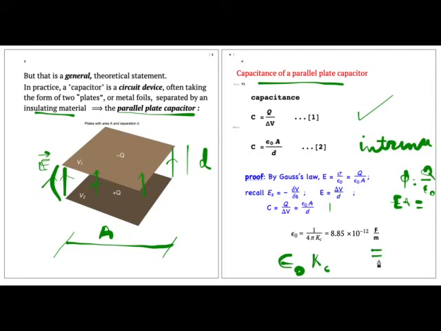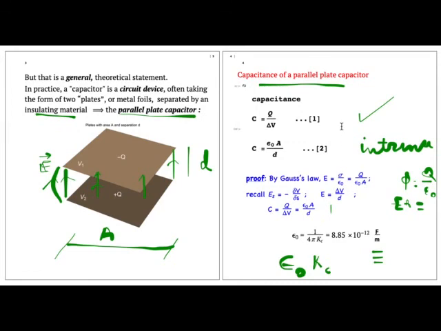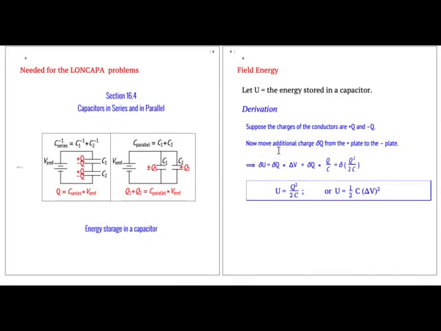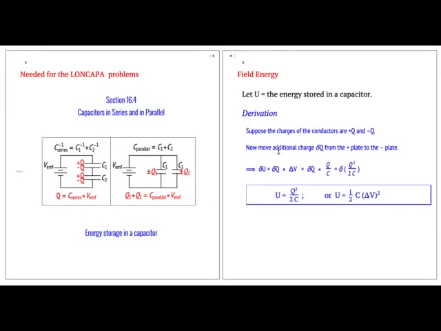So for the purpose of calculations with capacitance, it's useful to write epsilon 0, the permittivity, as 8.85 times 10 to the minus 12 farads per meter. You could re-express that in terms of coulombs and volts and so on. Now this is something that you will need for the long kappa problems, because there'll be some problems where you have a parallel plate capacitor and you'll need to know what the capacitance is. All right, but now let's go on. Here's something more you'll need for the long kappa problems.